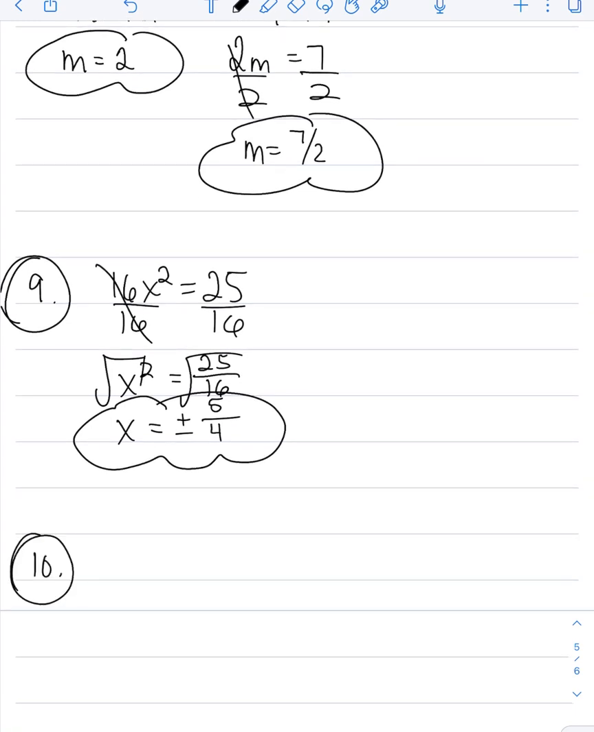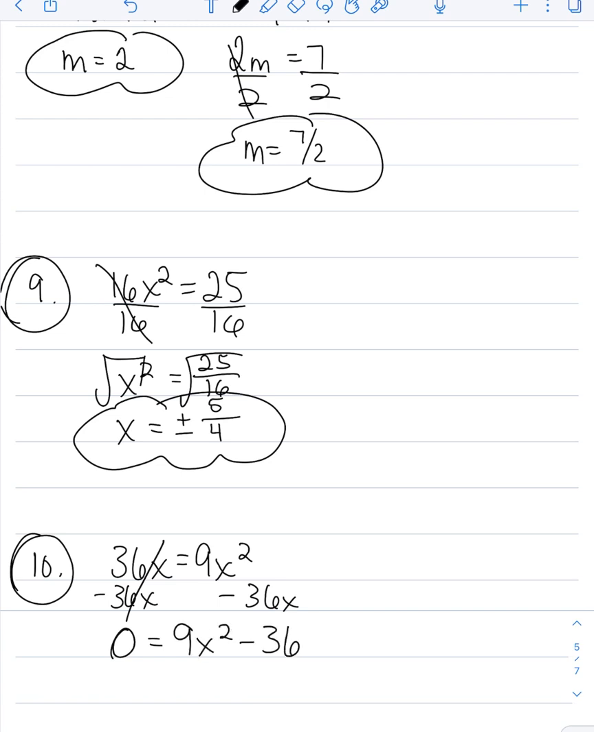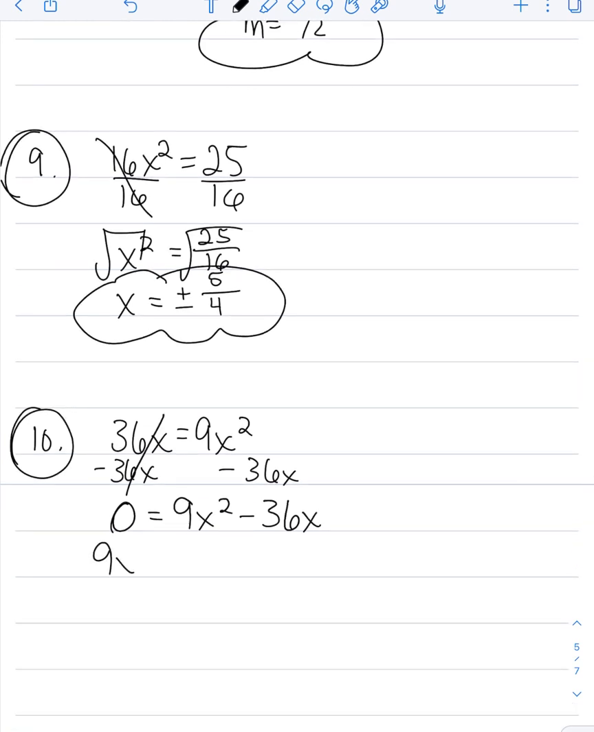And last but not least, let's take a look at number 10. We have 36x equals 9x squared. So looking at this one, I feel like the best strategy is going to be, let's subtract 36x from both sides. And when we do that, we get 0 equals 9x squared minus 36x. Well, I'm going to flip this to make it look like what we're used to. So 9x squared minus 36x equals 0. That's legal mathematically. It's called the reflexive property.